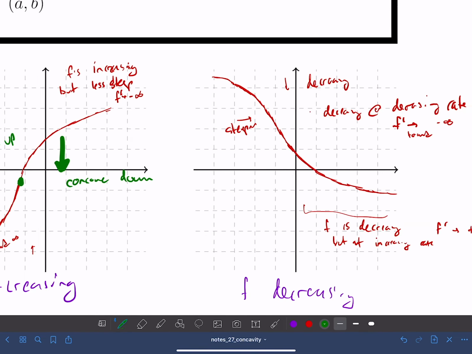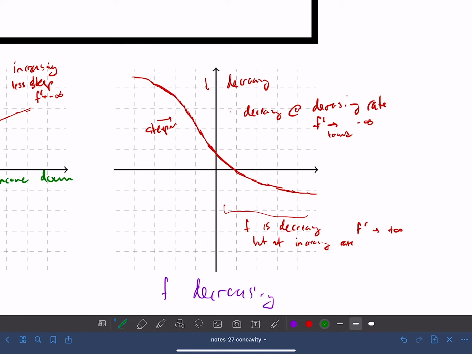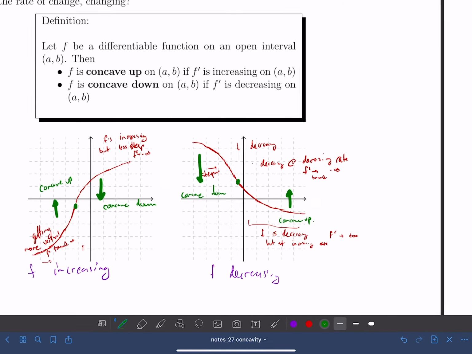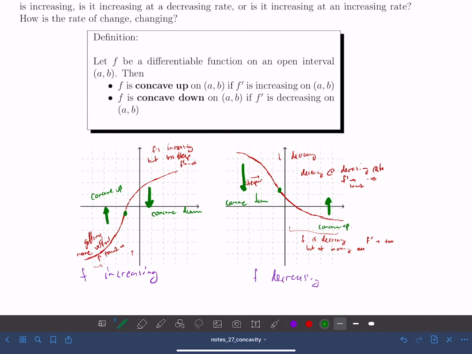Let's do the same thing with this diagram over here. Let's label as concavity. Let's put a dot at the place where it changes. And then let's draw an arrow down. And then let's draw an arrow up. It's concave down and concave up. So regardless of whether f itself is increasing or decreasing, it can still be concave up or concave down.